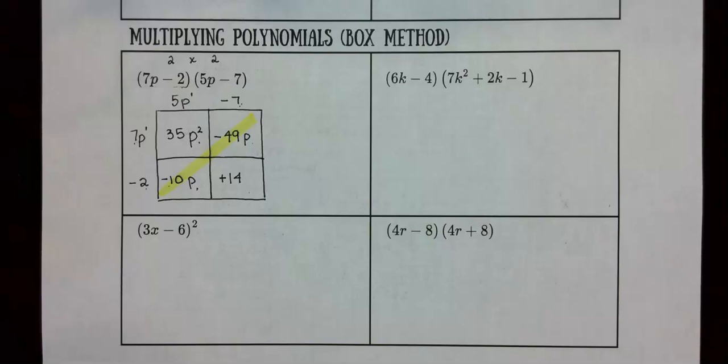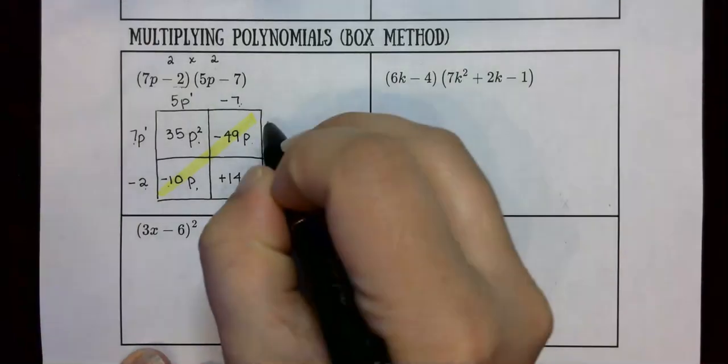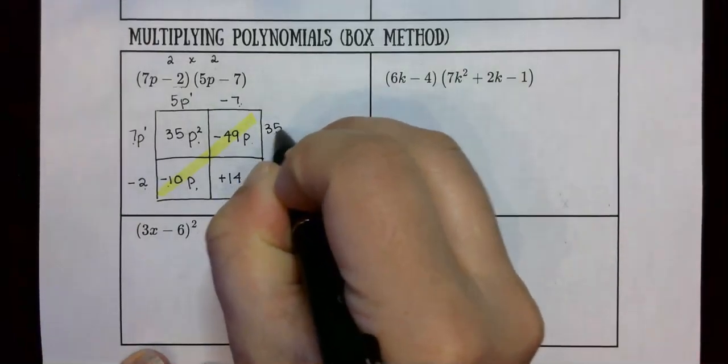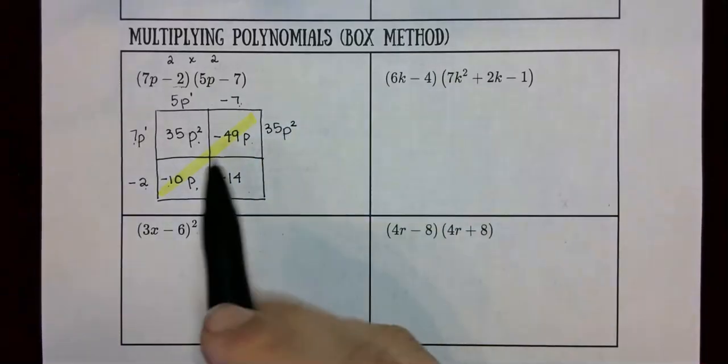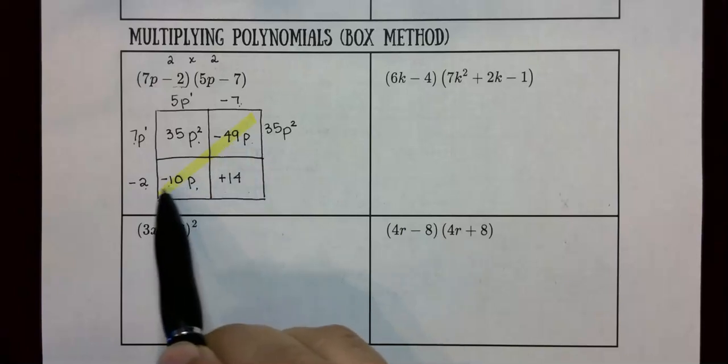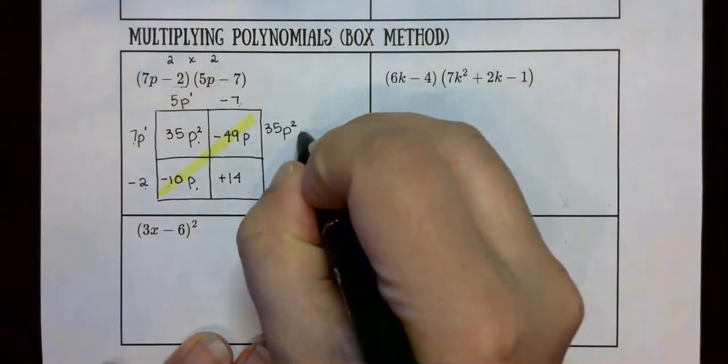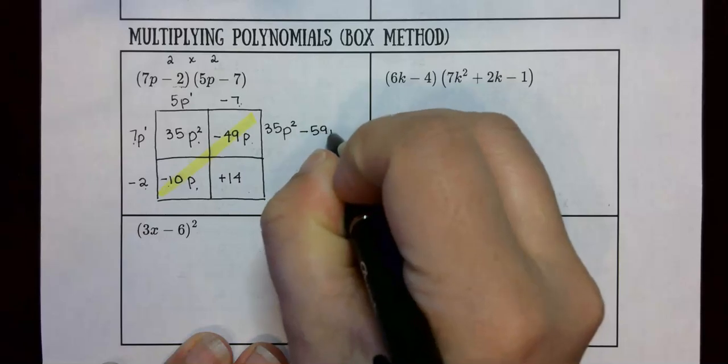Because we're writing this in standard form, we're going to say 35p squared first, because it's the one with the biggest exponent. And then if you take a -49 and you subtract 10, it does give us a -59p.